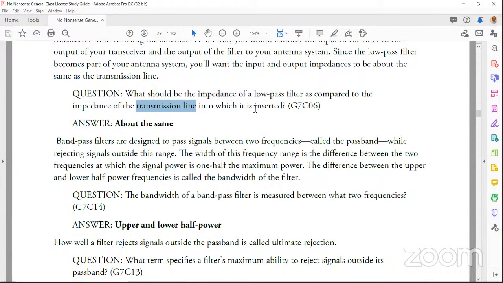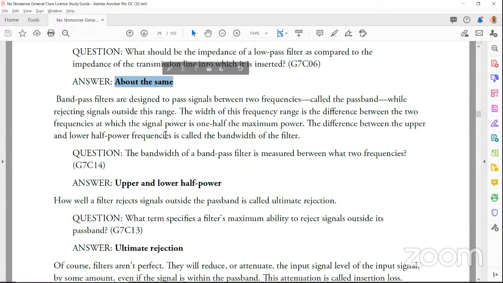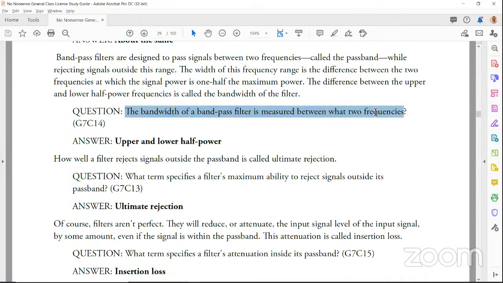If you recall the diagram, we showed how we insert a low-pass filter in the transmission line. So they're asking us about the comparison of the impedance of the low-pass filter to that of the transmission line. And remember the little mantra that we've been using for a while, that hams are matchmakers? Well, we try to make a good match, so therefore the answer is the impedances should be about the same. Okay, moving right along.